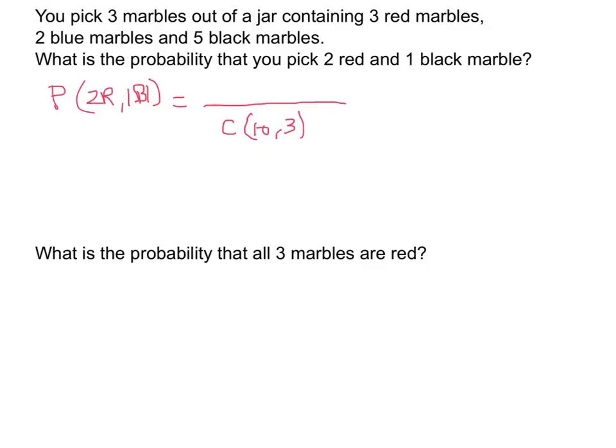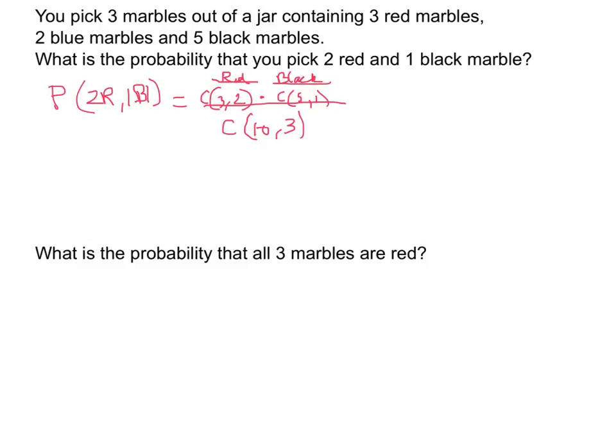Now, our specific example wants 2 red and 1 black. So this becomes a counting problem where we have 2 tasks. The first one is pick the red marbles, and the second one is pick the black marble. If we're going to pick red marbles, and we need 2 of them, we have 3 to pick from, and we're going to pick 2 out of the 3. If we're going to pick our black marble, it wants 1 black marble. We have 5 to pick from, and we are choosing 1. So this is the setup of our problem.